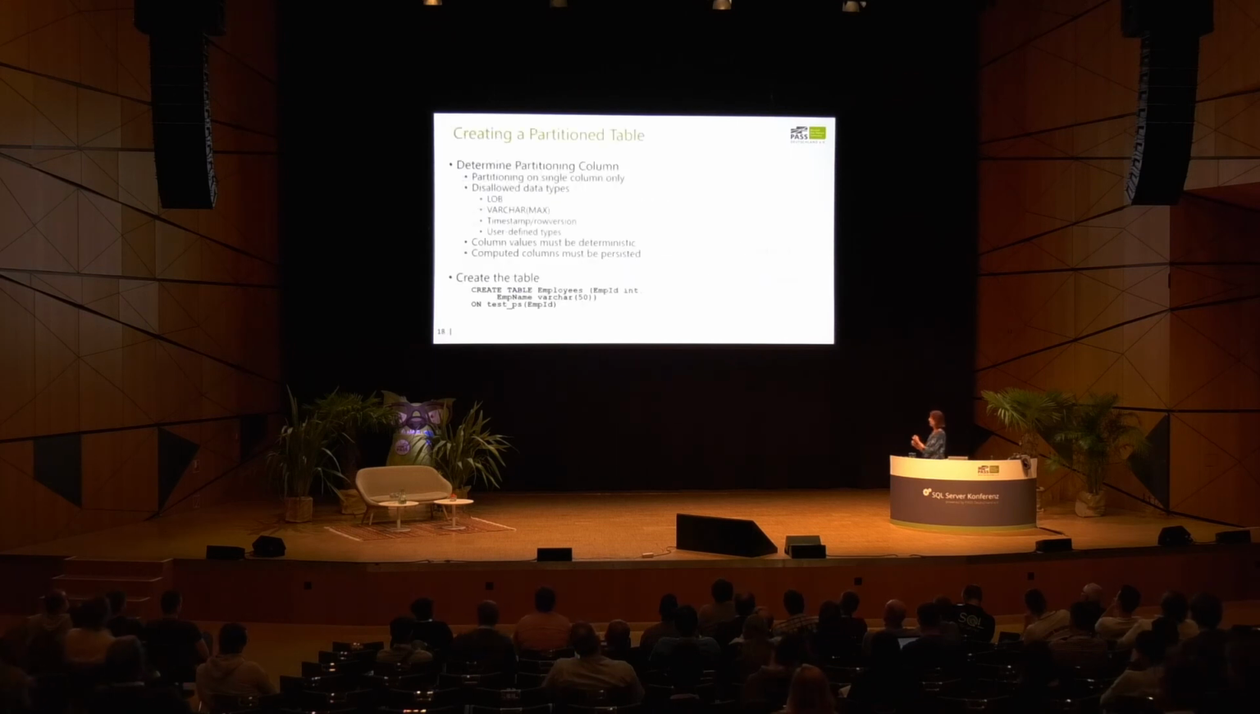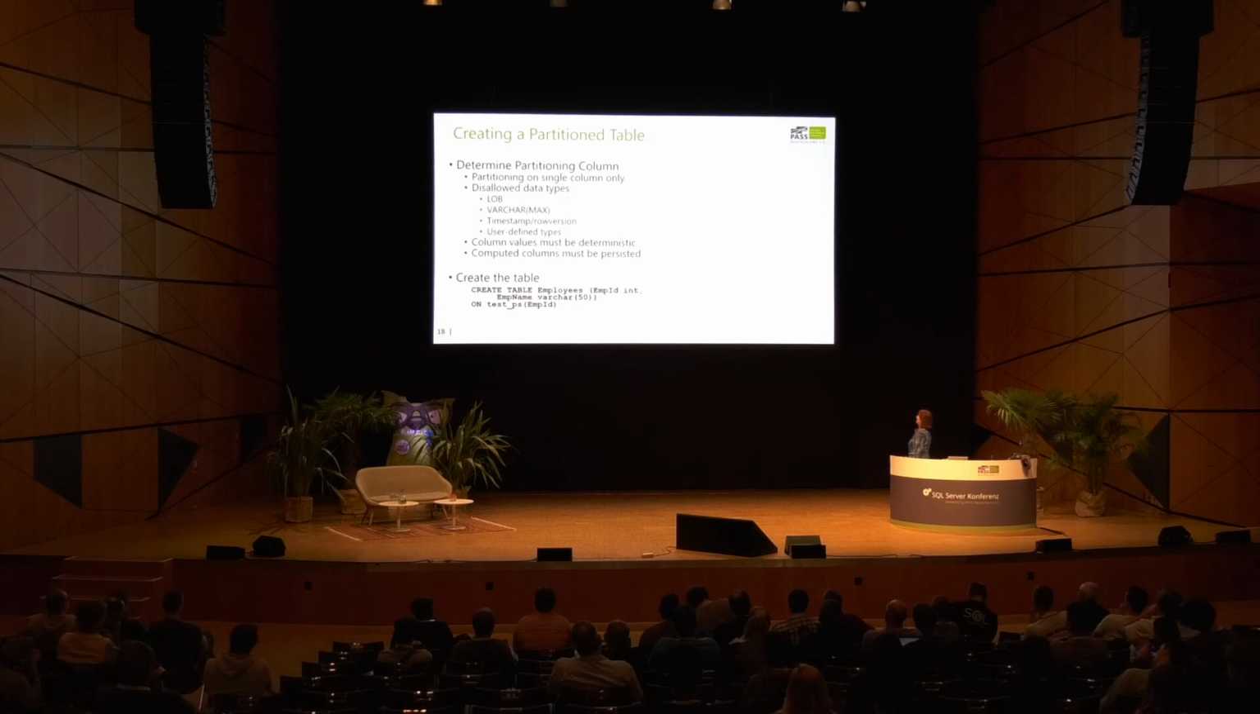Once I have my partition function, setting up my boundary points, once I have my partition scheme, I then can create a table on that partition scheme. See at the very bottom of the slide, on my partition scheme, and then I mention the column in the table that determines which partition each row goes into. In this table, I have a column called EMP-ID, Employee ID, and it's the value of Employee ID that's going to determine where the row goes.